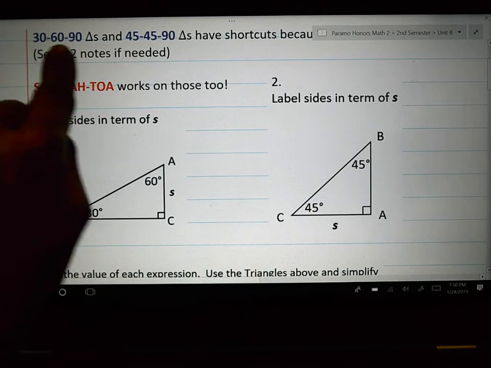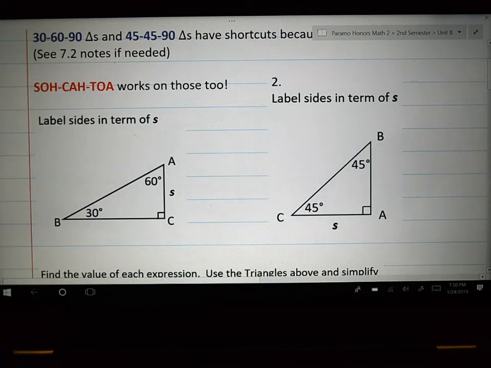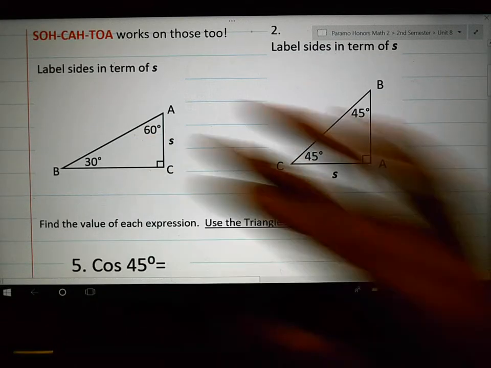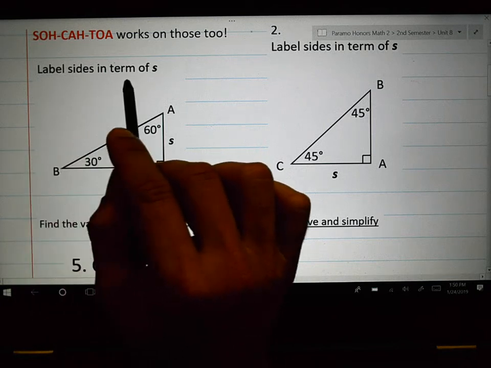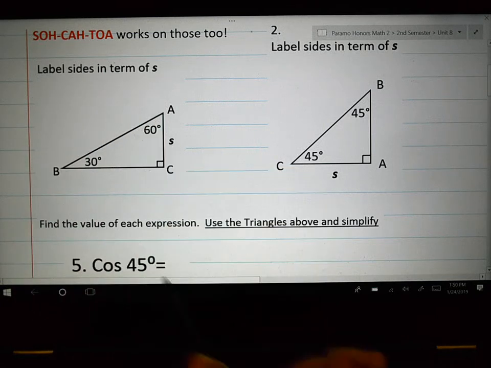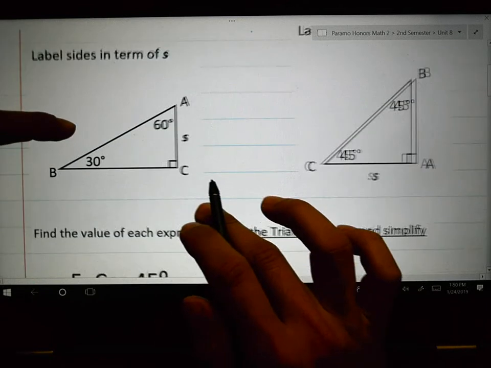So if you do not know those two sections, I'm going to recommend that you go back to the 7.2 and watch the whole video again if you need to. But most of you will be able to figure out where I'm going with this as we do it. Okay? So this is number 1. It says label the sides in terms of S. And so I think most of you would know how to do this.